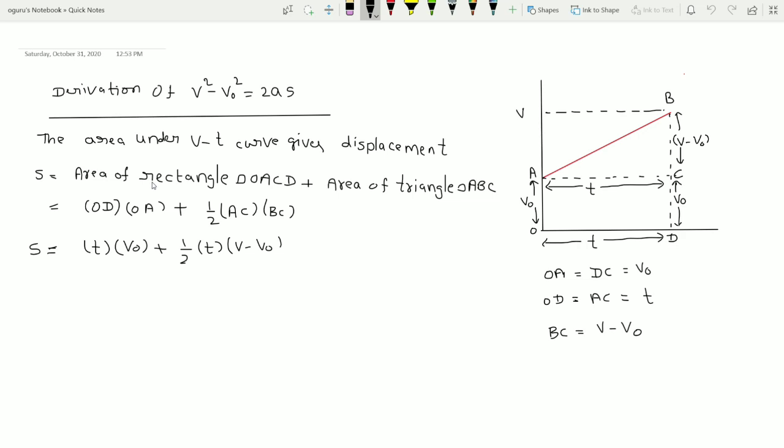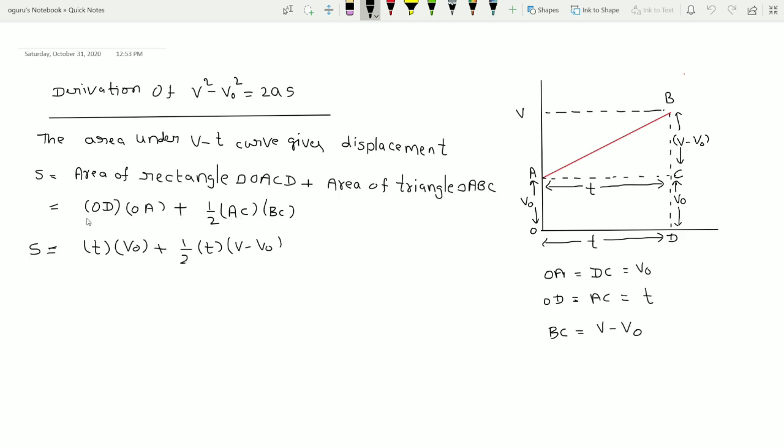Now, we have already discussed that the formula for the area of a rectangle is length into breadth. The length of this rectangle is OD and the breadth of this rectangle we considered as OA. OD into OA is the area of the rectangle, plus the area of the triangle. The formula is half into base into height. The base of this ABC triangle is AC and the height of this ABC triangle is BC.